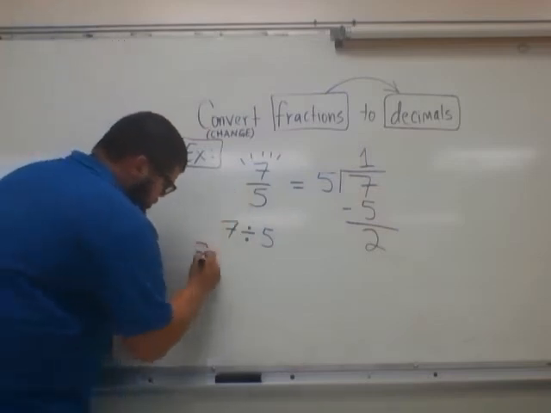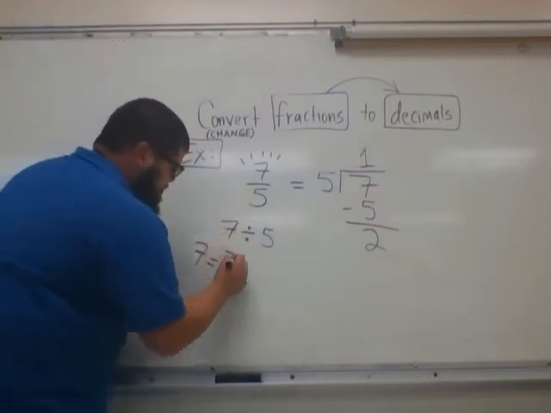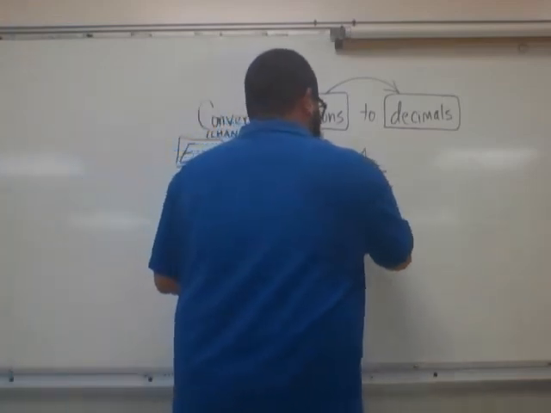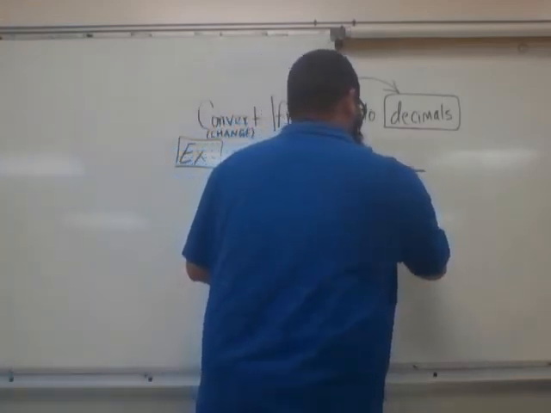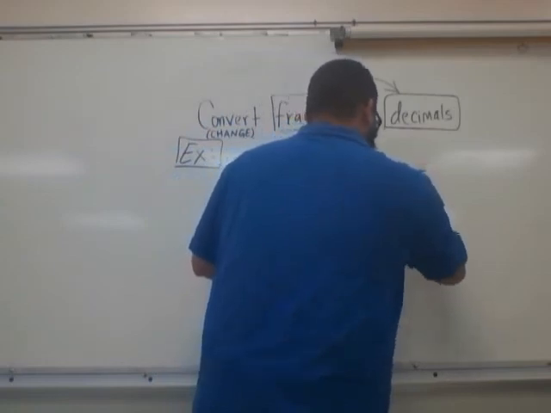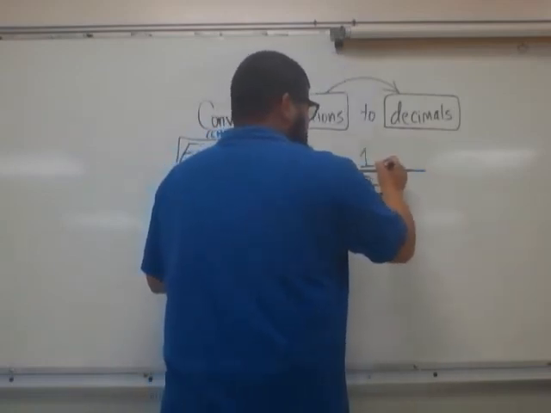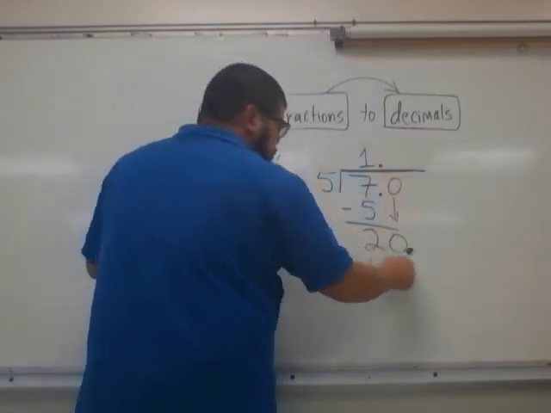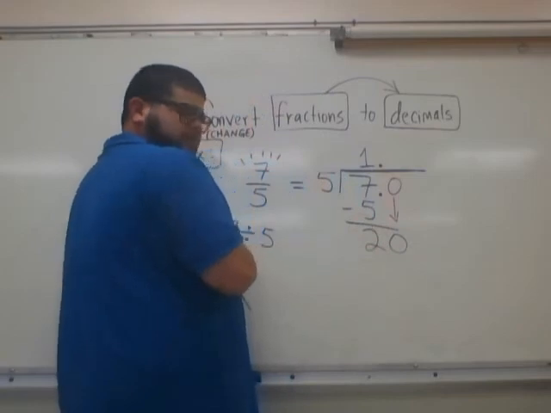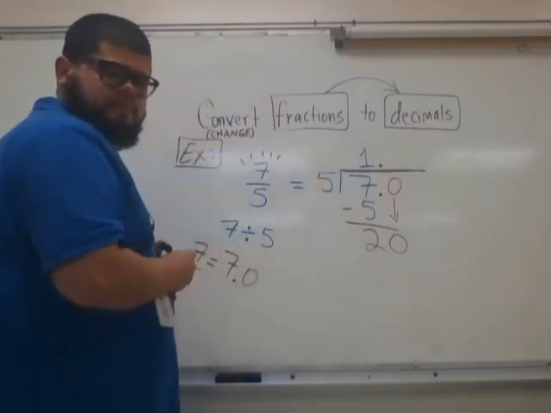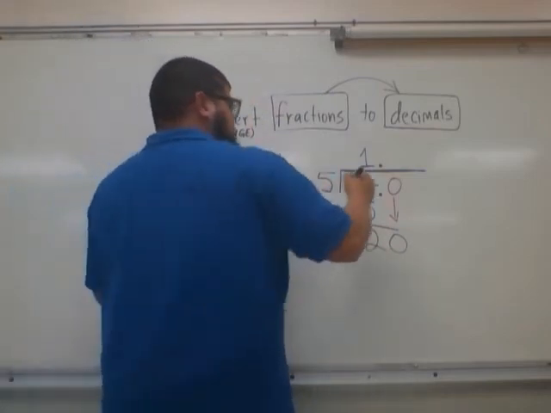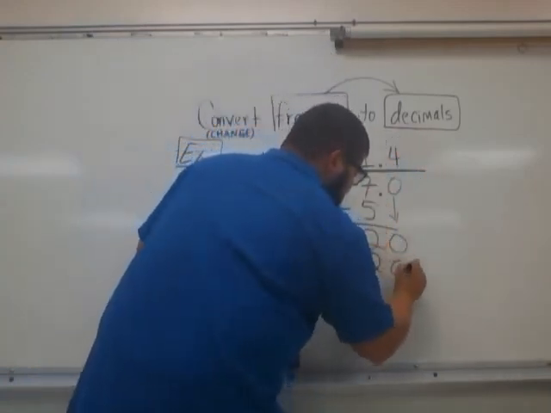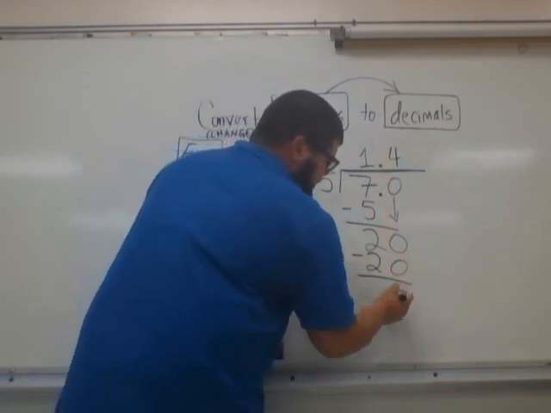Now, we're going to want to turn 7 into 7.0. It's the same number. So let's extend this out. So 7.0. Line up our decimals. Bring down the 0. Now, 5 goes into 20 how many times? 4 times, right? 5 times 4, 20. 20 minus 20, we get 0.